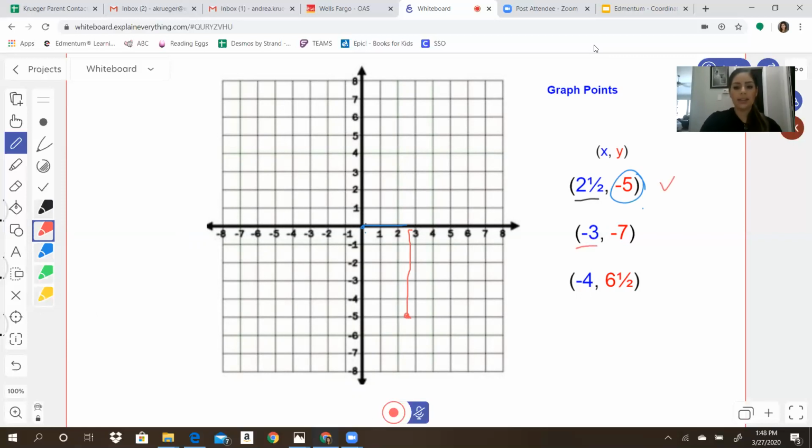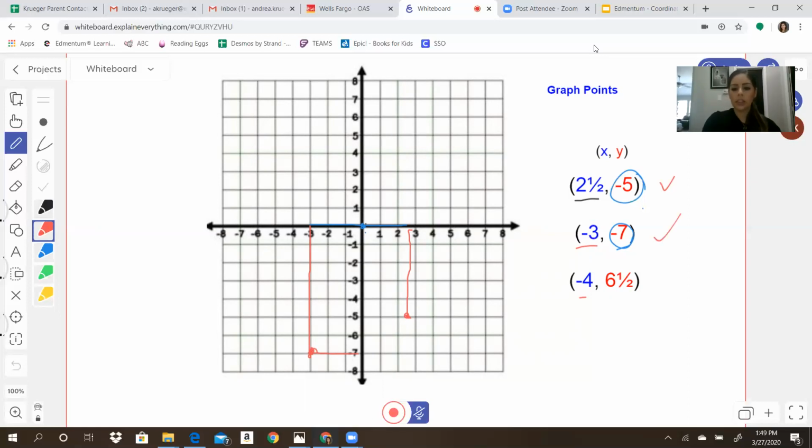Next one, x is negative 3. So back to the origin I go, over to negative 3. And then my second value is negative 7. So I need to go down into a negative y right here. And my point, not the prettiest point, but it is right there.